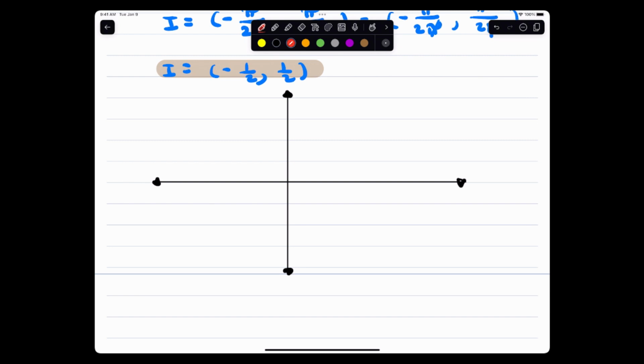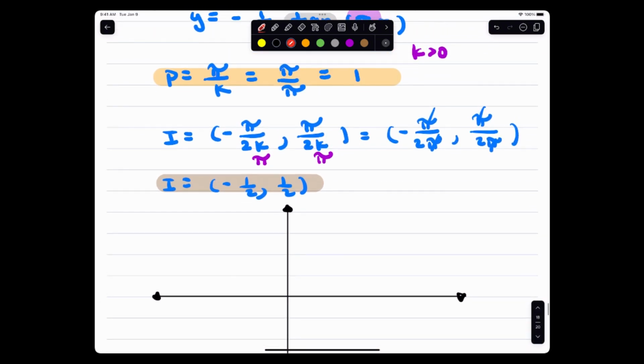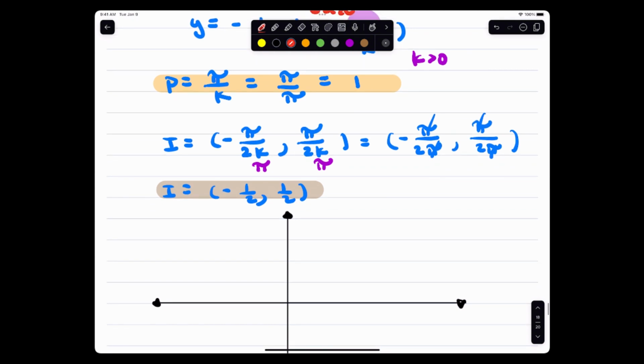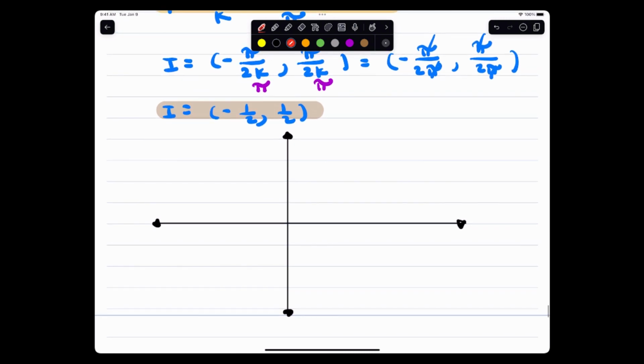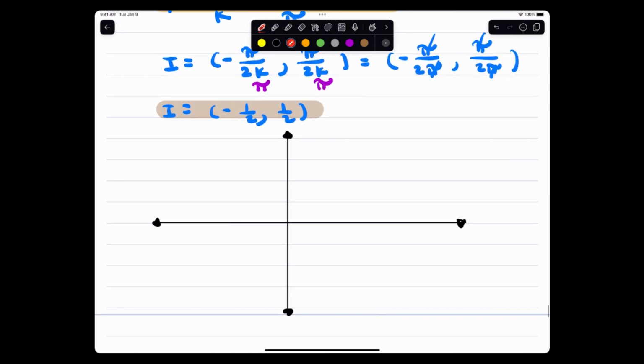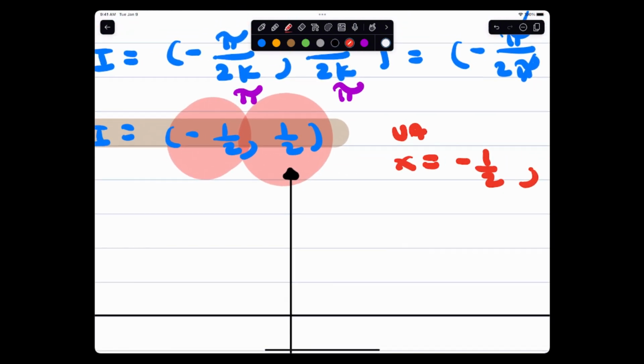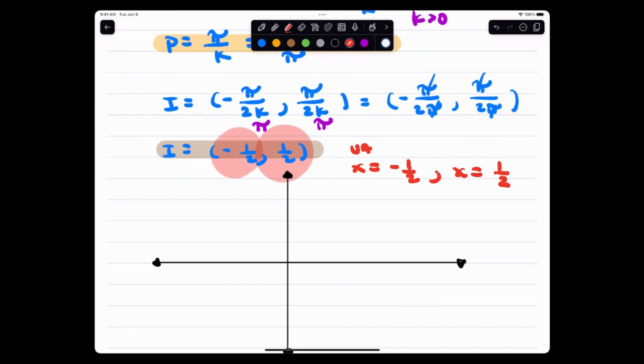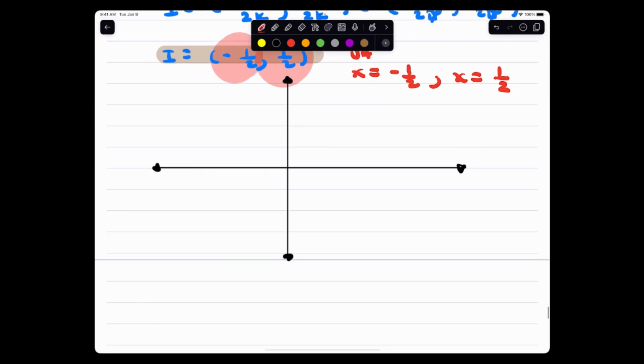All right, so ladies and gentlemen, what do you guys do now? What's the first thing you guys do? They're going to ask you for the vertical asymptotes. What are they? X is negative 1/2, and X is positive 1/2. It is always these values right here. Is that right? Okay, you guys good with that? Okay, now where are they? They're over here.